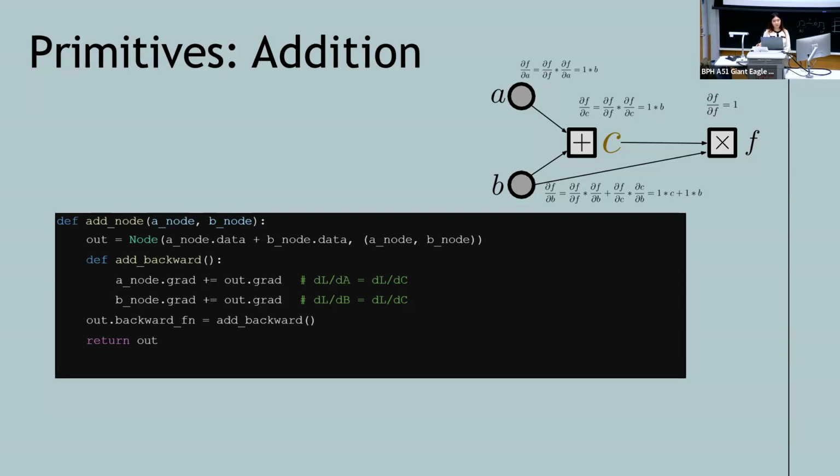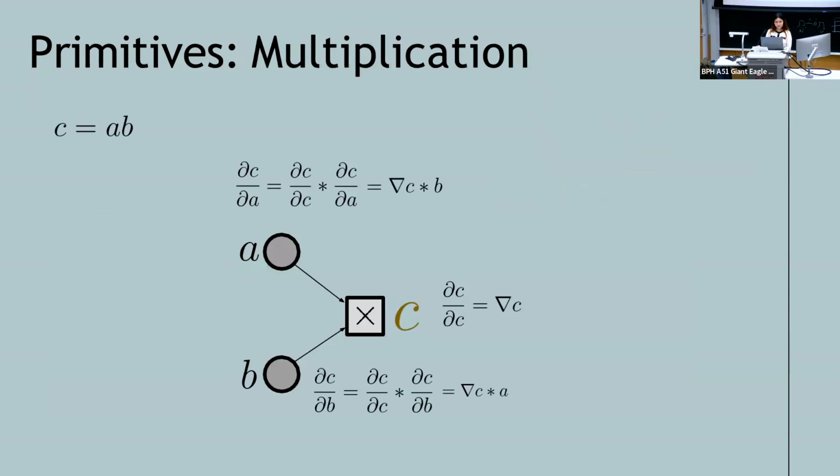And then we will define the backward function. We know that the gradient of addition is simply 1. So here for the A node's gradient, we will just add the output's gradient. For example, here it is just the gradient with regard to C, and then same thing for B. We also just add the gradient of C. And finally, we will call this backward function and return the result. So this is the primitive addition function. Is there any question? Okay, cool.